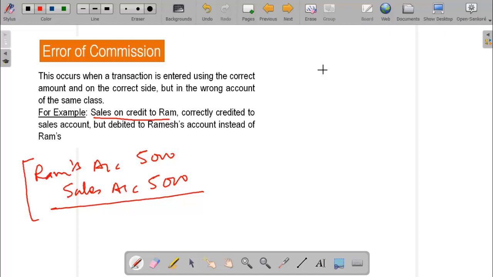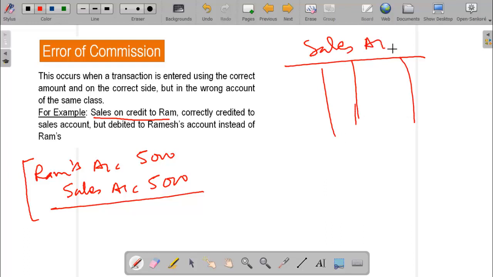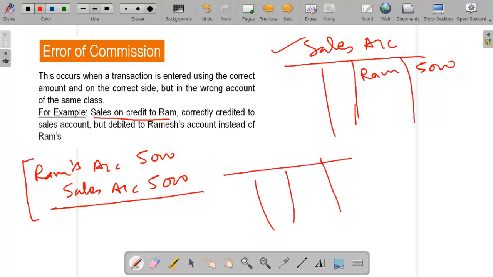So we passed the entry correctly. There is no mistake in the entry. But see what we did in the ledger. In the ledger, first we make posting in the sales account. As per the entry, the sales account is credited, so on its credit side I wrote 5000 and put Ram. So the sales account is correctly posted. Then the second posting should be in Ram's account, which is a personal account, on the debit side.